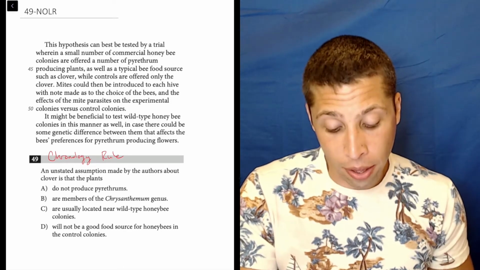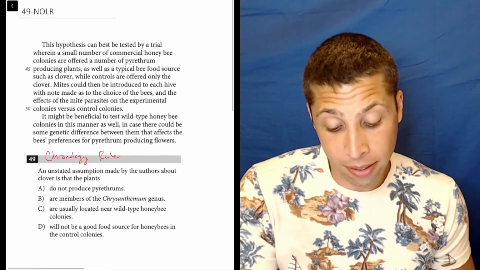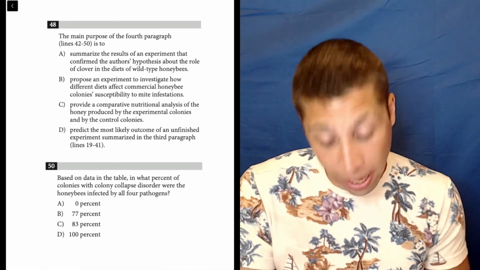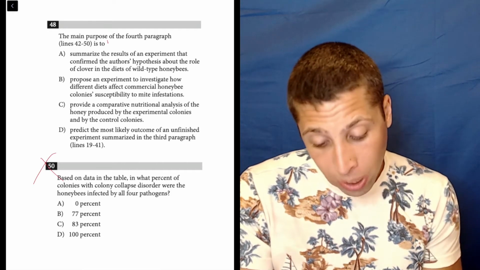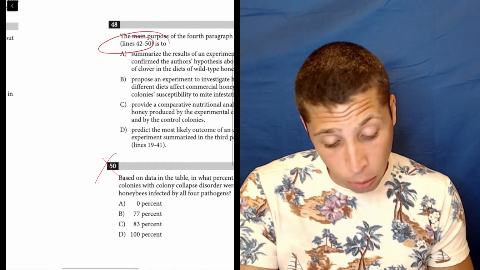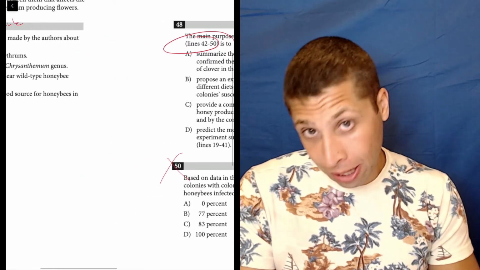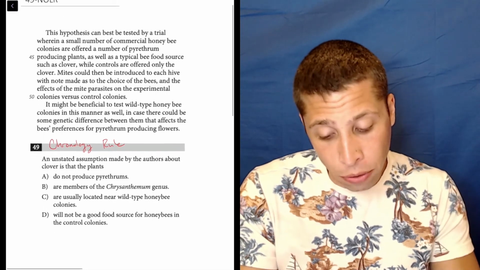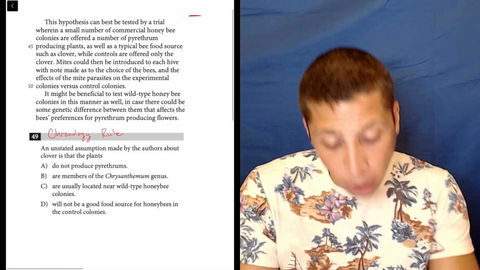So if question 49 doesn't have a line reference, we can go back. Question 50 is about a chart, so that doesn't really help us at all. But question 48, the one before this one, told us to look at 42 to 50. Now, for the sake of being inclusive, if that told me 42 to 50, I would start there.